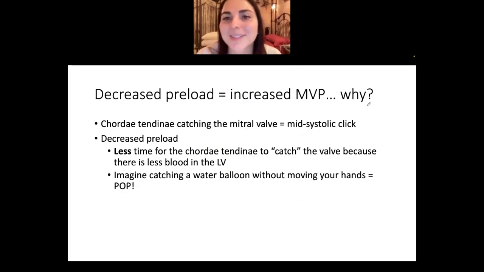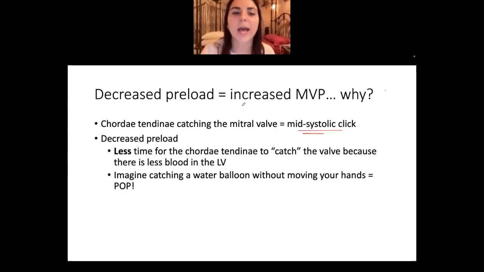Oh, I knew I put a slide in. Knew it. So this is what we talked about. If you have decreased preload, why do you have an increased MVP murmur? Again, chordae tendineae, that's your mid-systolic click. That's what's causing that mid-systolic click, the chordae tendineae catching that mitral valve and snapping on it. If you decrease the preload, it's less time. Wow, I even put the water balloon in here.